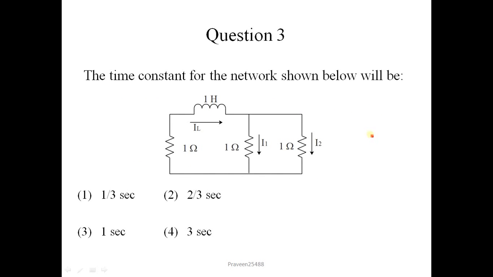Next question is, the time constant for the network shown below will be. The time constant in this RL circuit is L upon R. L is here 1, and the current flowing through the inductor is the same current flowing through this 1 ohm resistance, so R is also 1. So the time constant is 1 second. Correct option is 3.